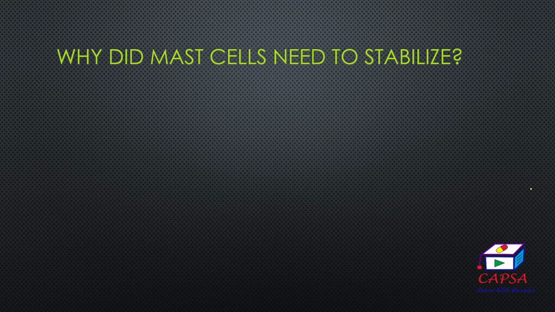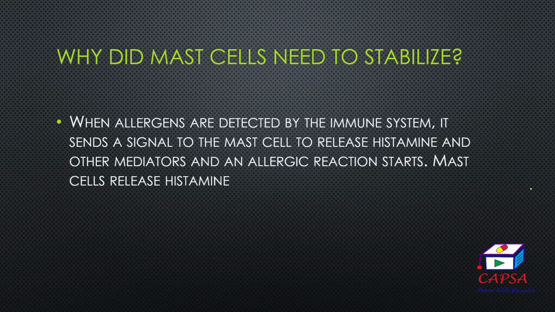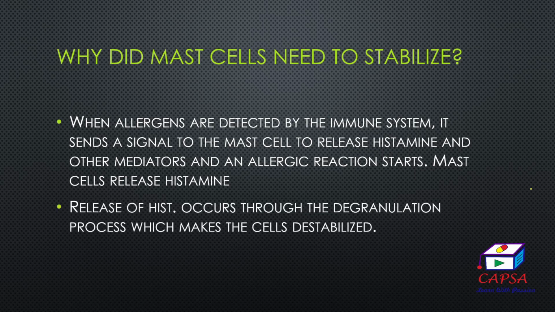Mast cells play a vital role in the defense mechanism. So, when an allergen is detected by the immune system, it sends a signal to the mast cell to release histamine and other mediators. The release of histamine from the mast cells occurs through a process called degranulation, which makes the cells destabilize. Now, to stabilize the mast cell, we need agents called mast cell stabilizers.